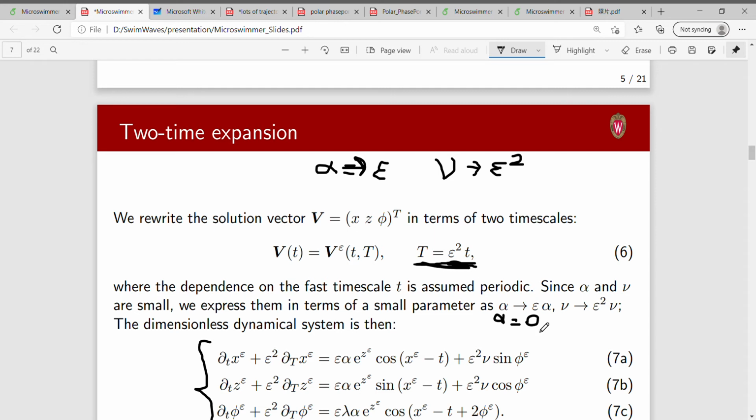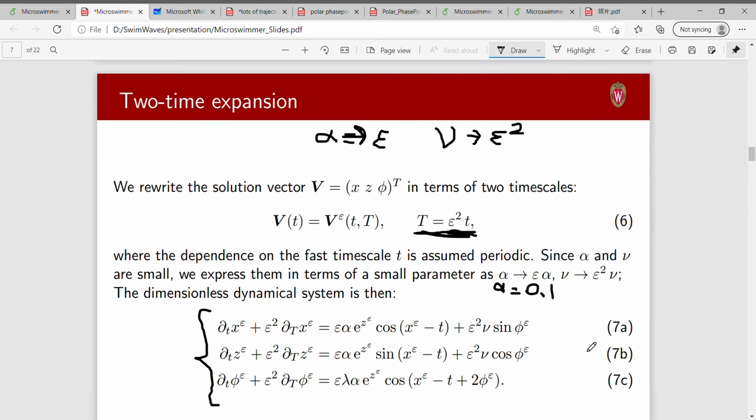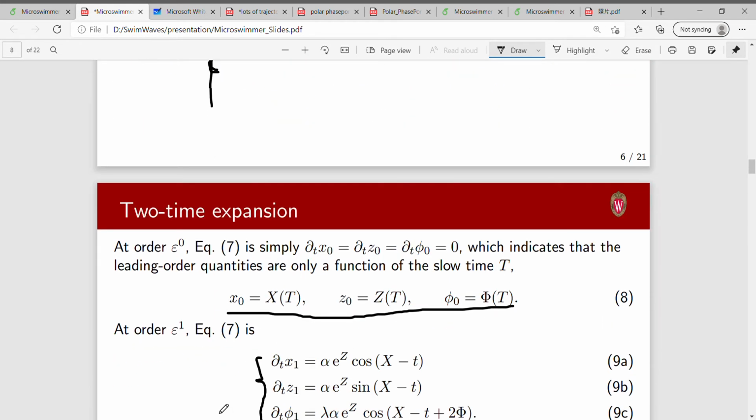Okay, and this is a common parameter that we use in this kind of environmental process. Okay, and then we get this two-time expansion of the ODE system. Okay, and then as we usually do, we analyze it at different order of epsilon.